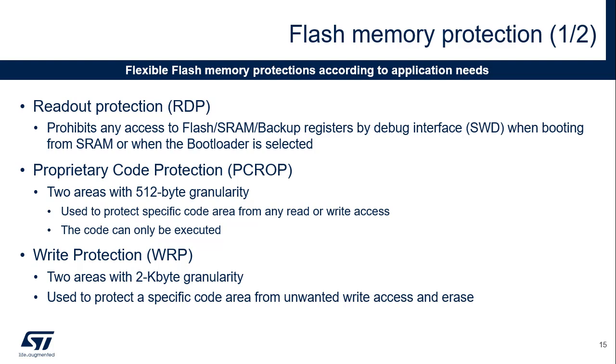Proprietary code protection is a method to mark parts of flash memory as execute only. Note that this type of access permission is not supported by the memory protection unit found in the Cortex M0+. The user can declare 2 PC-ROP areas aligned on 512-byte addresses. PC-ROP areas are useful when only a portion of flash memory needs to be protected from third-party reads. Write protection prevents parts of flash memory from being erased and reprogrammed.